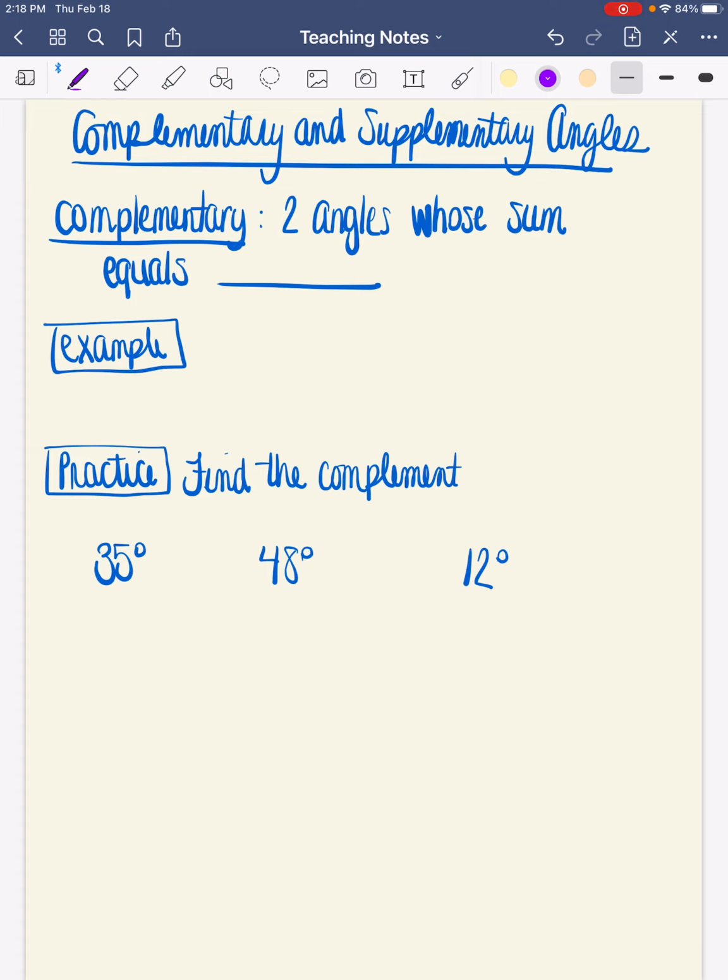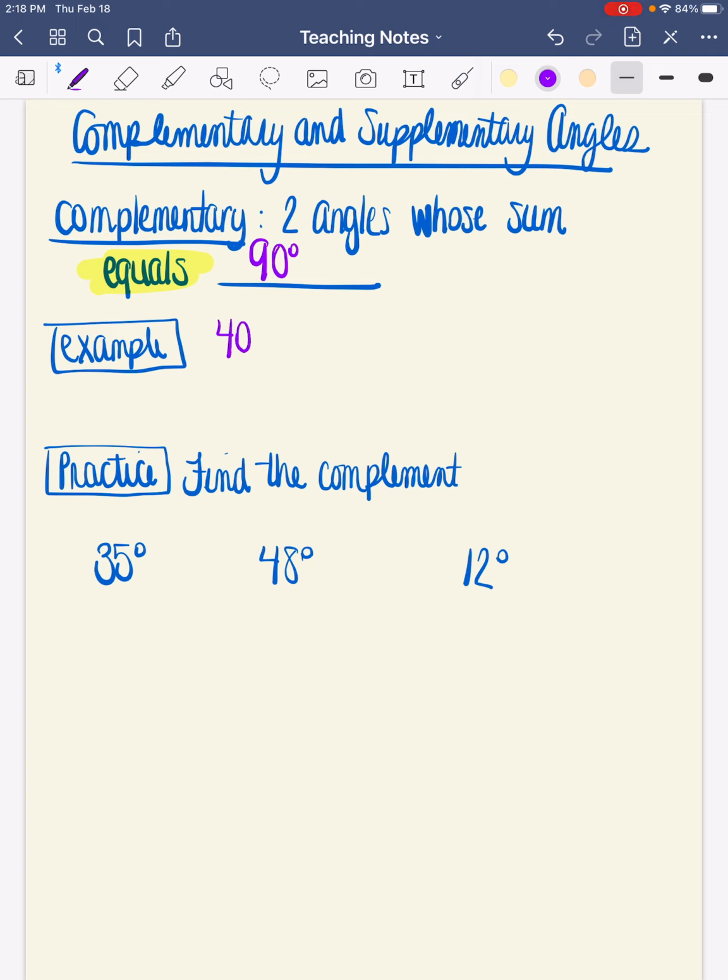I find complementary and supplementary angles to be much easier to work with versus adjacent and vertical angles. So here we're saying complementary angles are two angles whose sum equals, and this is not a round, but this is straight up equals 90 degrees. In order for something to be complementary, there must be two angles that equal 90 degrees.